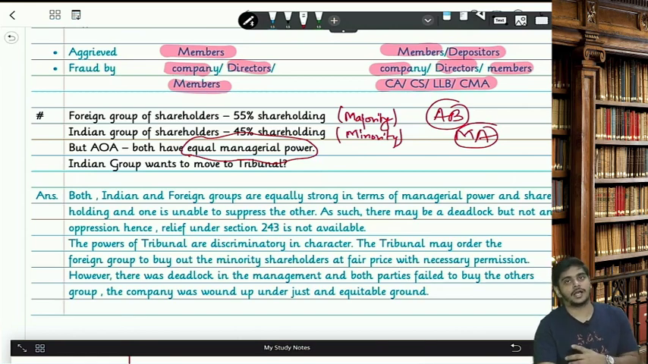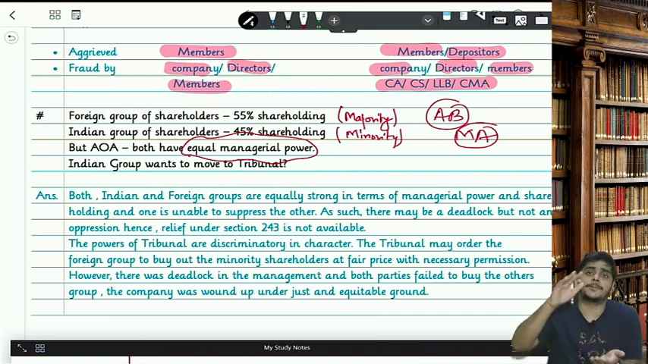The AOA stated both the groups will have equal managerial power. Now, the Indian group were of the view that because the foreign group is having majority shareholding, they are suppressing them. उन पे दबाव डाल रहे हैं, उनको दबा रहे हैं. Are they pressing them? See, if you check the shareholding, the foreign group has majority shareholding, correct, sir?